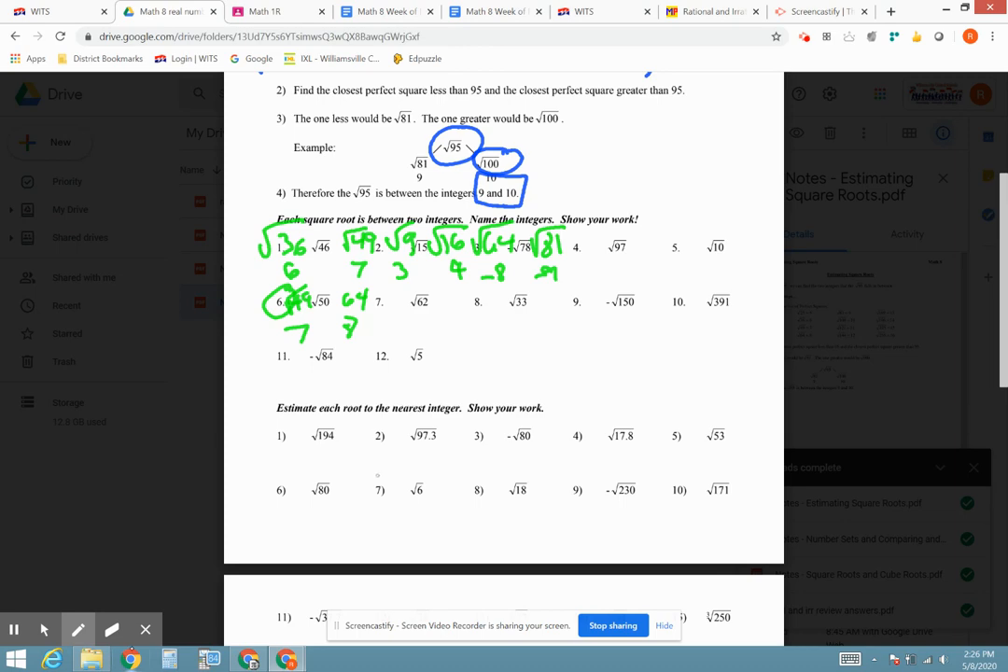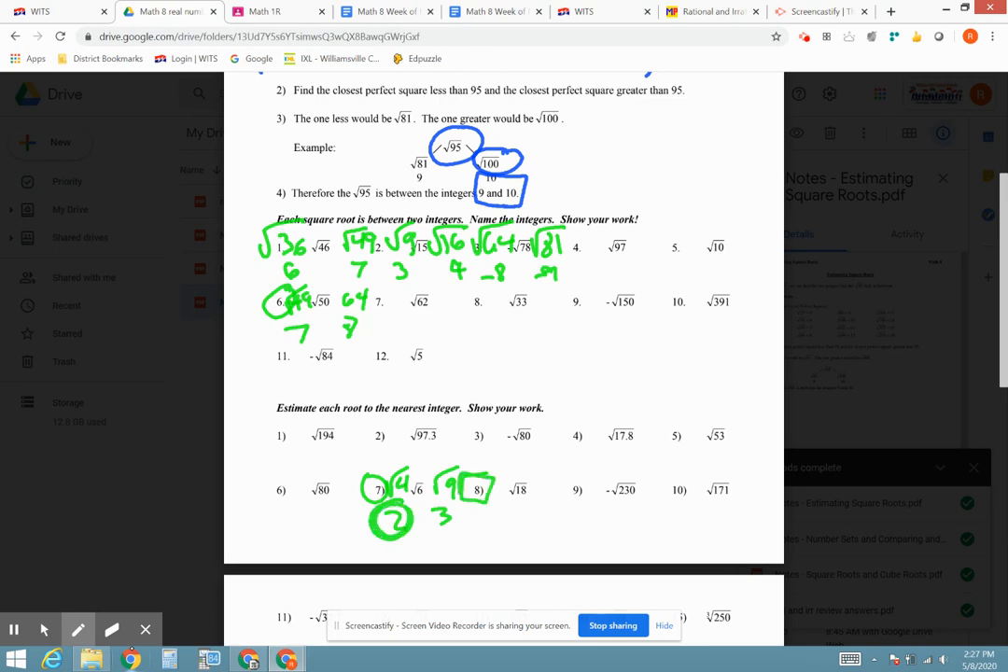All right, same process down here. Let's say you're doing the square root of 6. Well, you know it's somewhere between 2 and 3 because it's between the square root of 4 and the square root of 9. So is it closer to the square root of 4 or the square root of 9? Well, 6 is closer to 4 than it is to 9. So the square root of 6 is about 2.